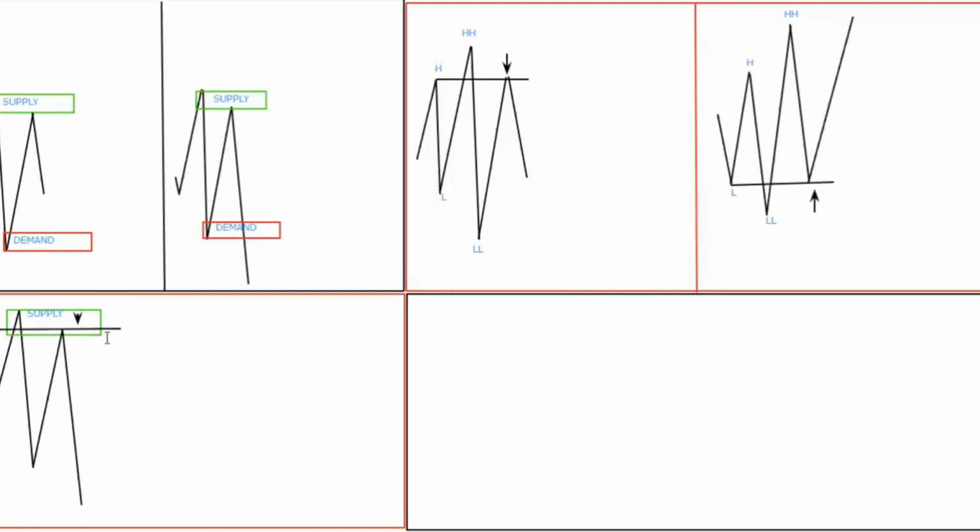So without any waste of time, now let's go and dive deep into the market, and then I'll show you what I'm talking about, or what I'm trying to illustrate here. So now let's get to the US dollar.